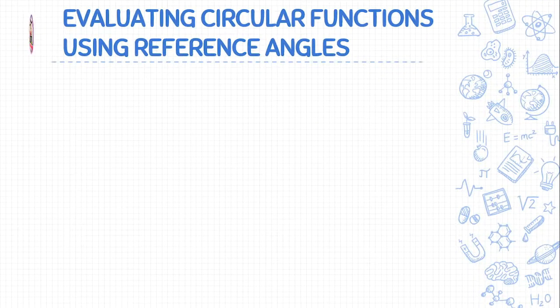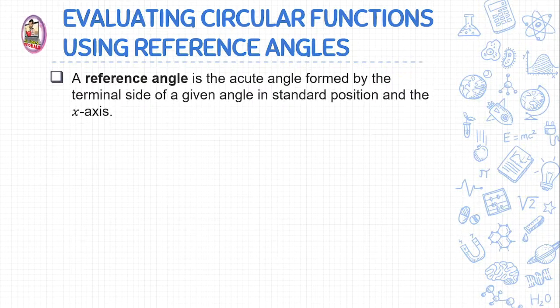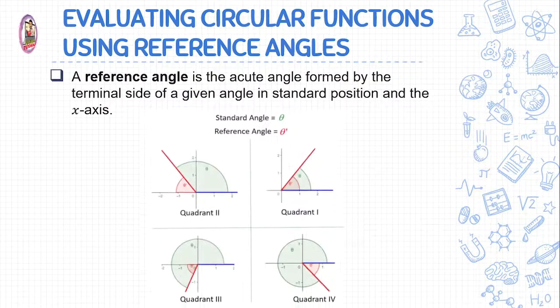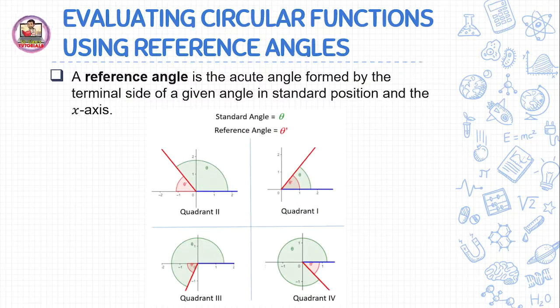So let's now evaluate circular functions using reference angles. A reference angle is the acute angle formed by the terminal side of a given angle in standard position and the x-axis. So it is the smallest angle that can be formed using the terminal side and the x-axis. So we have this image, the standard angle is the green theta, and then the reference angle is theta prime.